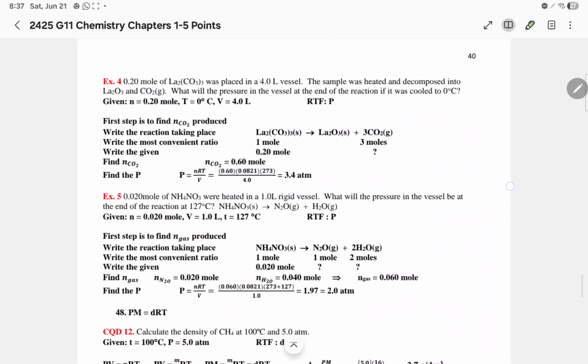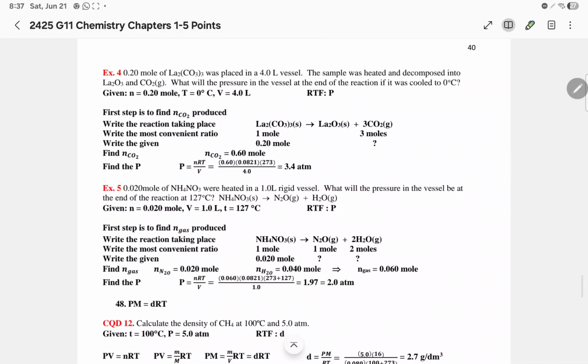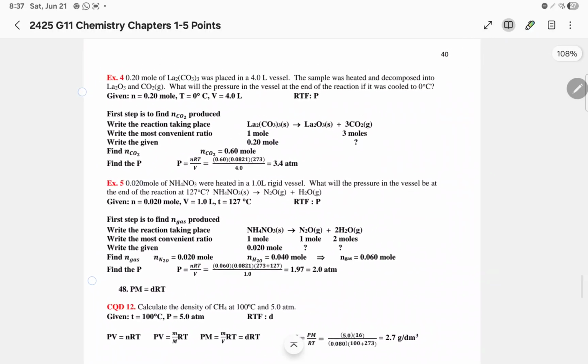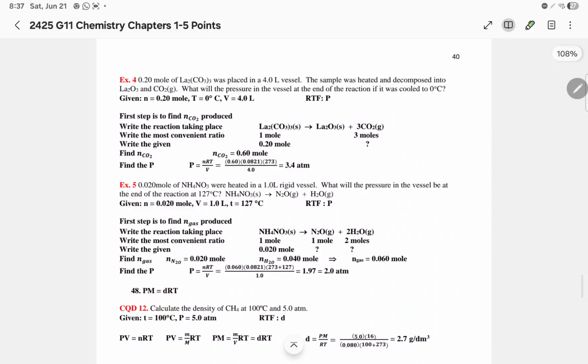Moving on. So 0.2 moles of La2CO3 were placed in a 4-liter vessel. The sample was heated and decomposed into La2O3 and CO2. What will the pressure in the vessel be at the end of the reaction if it was cooled down to 0 degrees Celsius? Now, we have 0.2 moles of this.